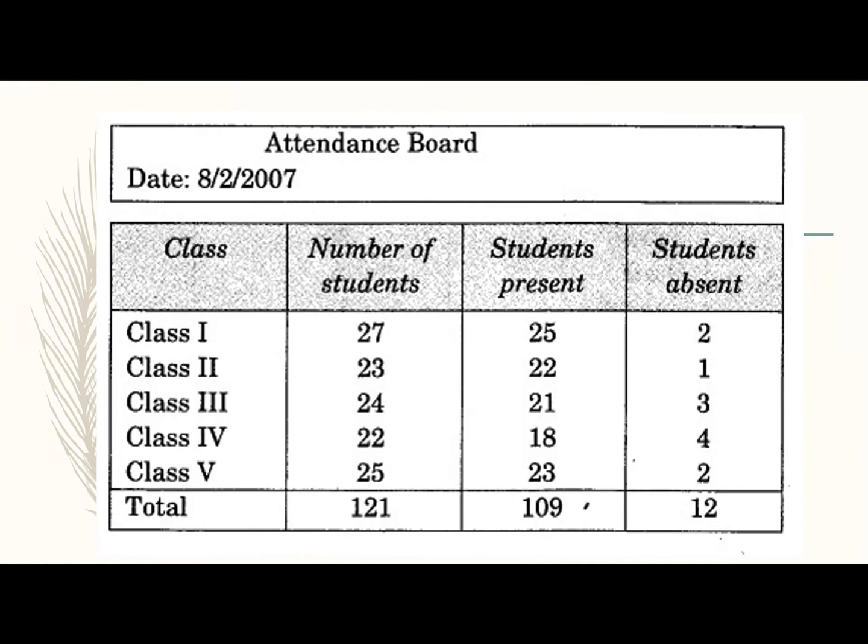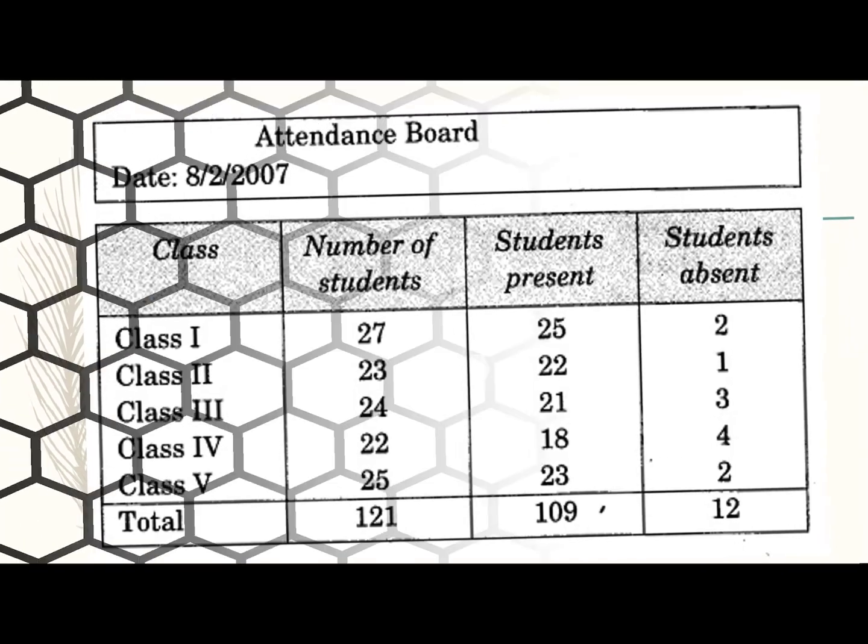In class 2, total number of students is 23, students present 22 and students absent 1. Class 3, 24 students are here. Students present 21 and students absent 3. Similarly, class 4, number of students 22, students present 18, students absent 4. Then class 5, total number of students 25, present 23, students absent 2. So you can have the total of it.